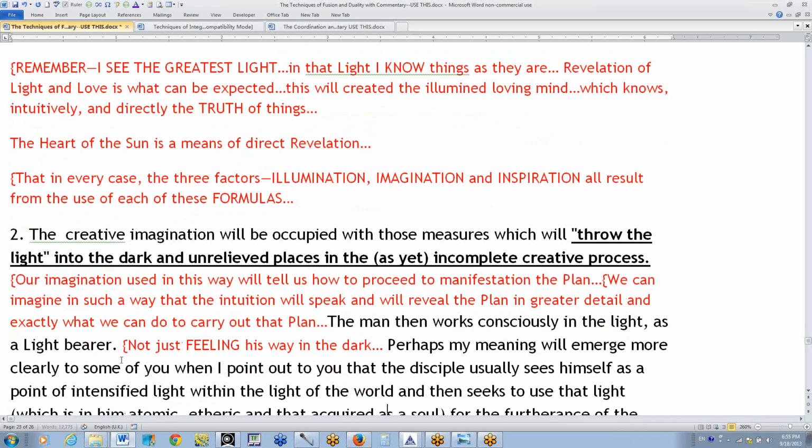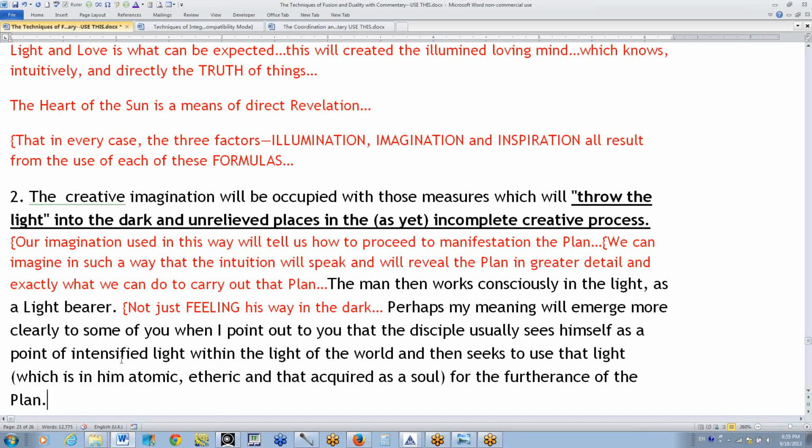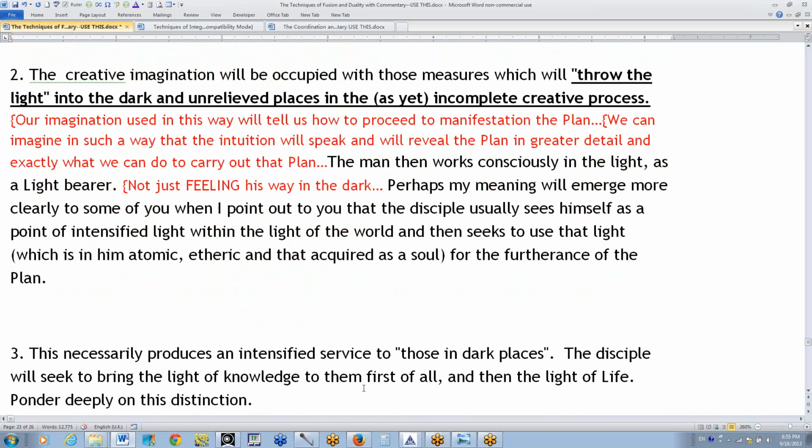Perhaps my meaning will emerge more clearly to some of you when I point out to you that the disciple usually sees himself as a point of intensified light within the light of the world, and then seeks to use that light, which is in him atomic, etheric, and that acquired as a soul, for the furtherance of the plan. Well, this is a good way for us to see ourselves. I'm a point of light within a greater light. Right? I'm a strand of loving energy within the stream of love divine. I'm a point of sacrificial fire focused within the fiery will of God, and thus I stand.